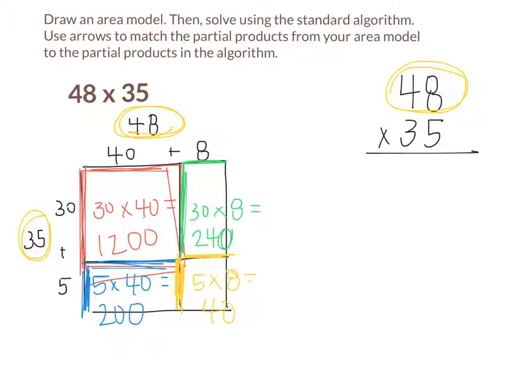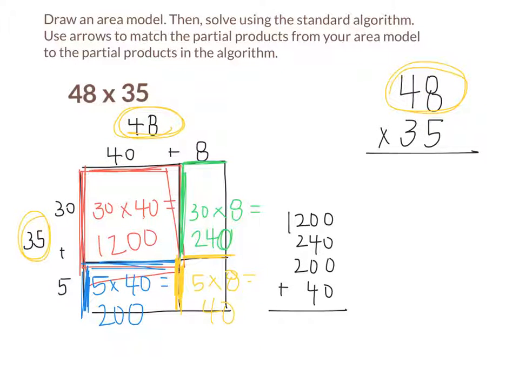Okay, so which one's my correct answer? 1,200, 240, 200, or 40? No. Those are all partial products. So how could I find my total product? Okay, so let's add them up. So 1,200, 240, 200, and 40. It's really important I line up all of the place values. Okay, how many ones do I have altogether? 0. Okay, how many tens do I have altogether? 8. How many hundreds? 6. And how many thousands? 1. So my total product is 1,680.